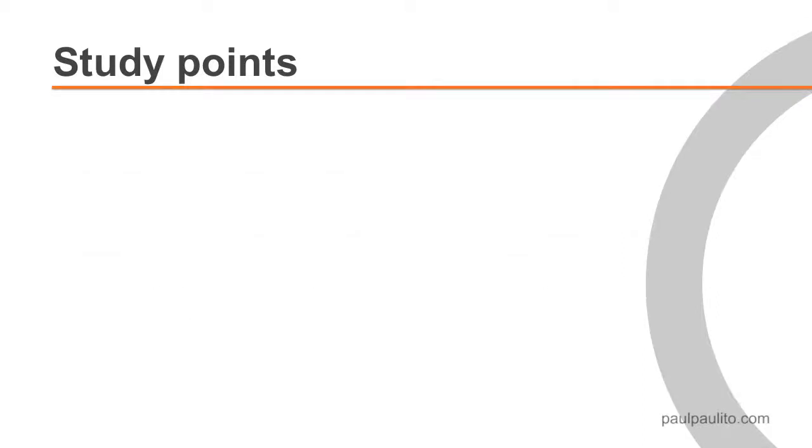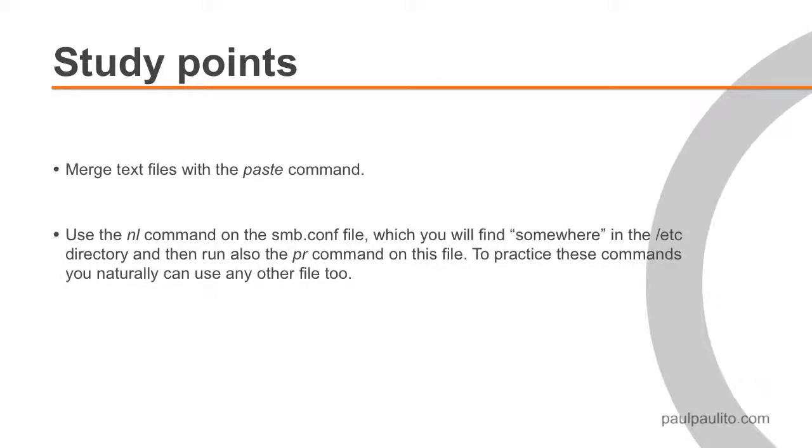Merge text files with the paste command. Use the nl command on the smb.conf file, which you will find somewhere in the /etc directory, and then also run the pr command on this file. Of course, to practice these commands, you can use any other file as well.